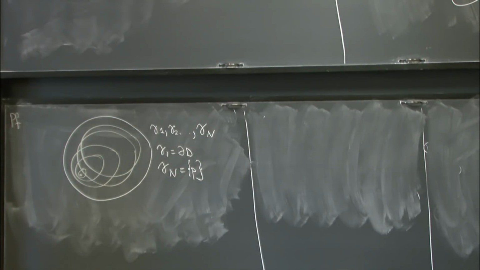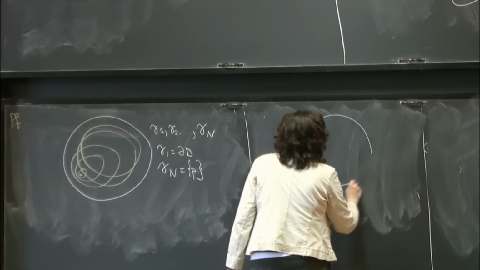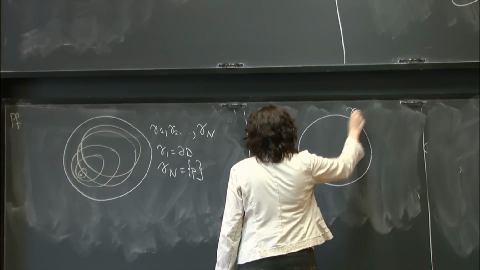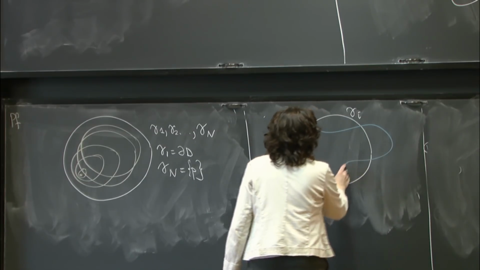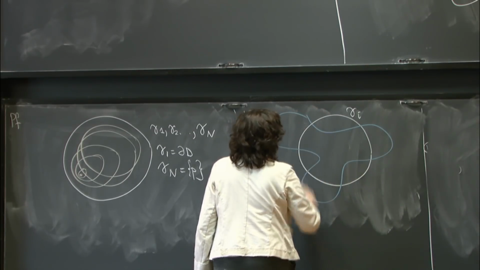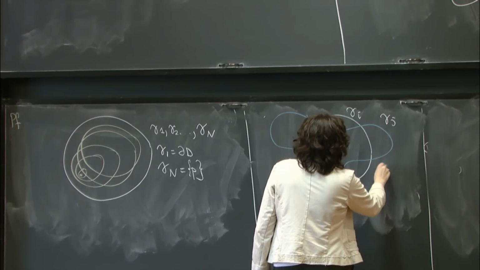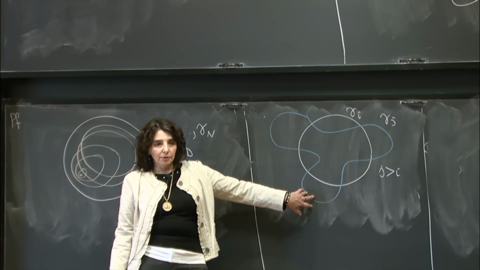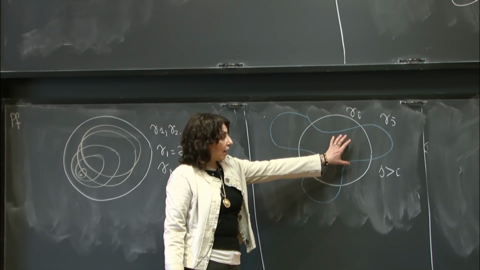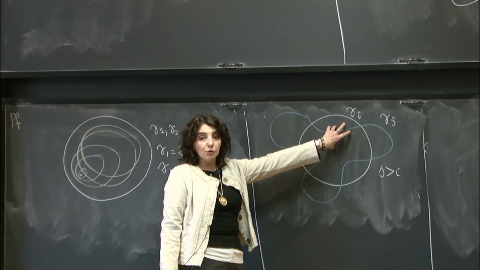And let me look at gamma sub i and gamma sub j in this discretized homotopy. This may be gamma sub i, and this is gamma sub j. And suppose the index j is greater than i. Then this is not the picture that we want, right? We want that this gamma sub j lies in the disk bounded by gamma sub i. That's what we would like.